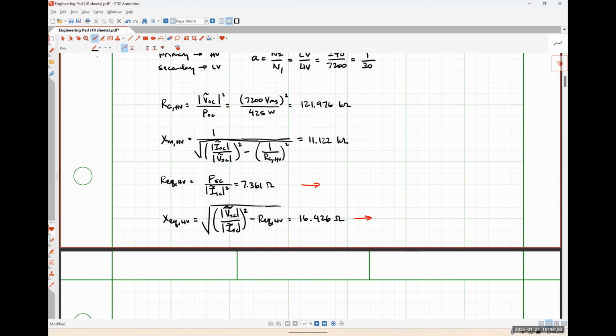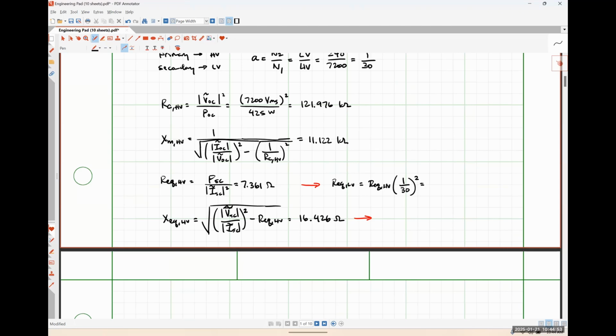So to relate this from the primary side to the secondary side, or from the high voltage side to the low voltage side, what do we need to do in this case? Are we multiplying by A squared or are we dividing by A squared? Multiplying by A squared, right? So REQ low voltage is just going to be REQ high voltage times 1/30 quantity squared.